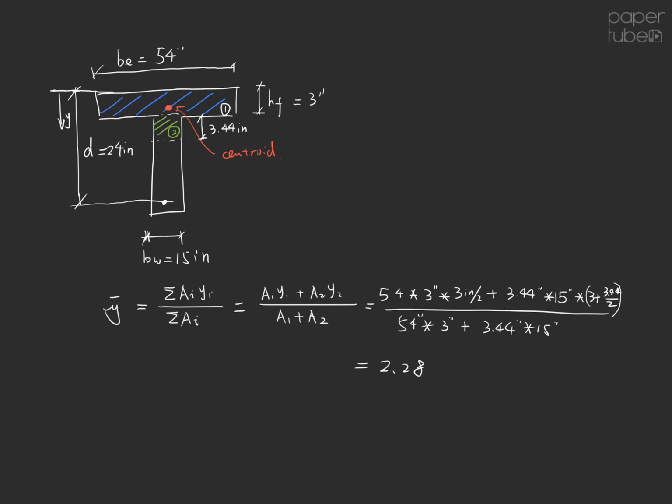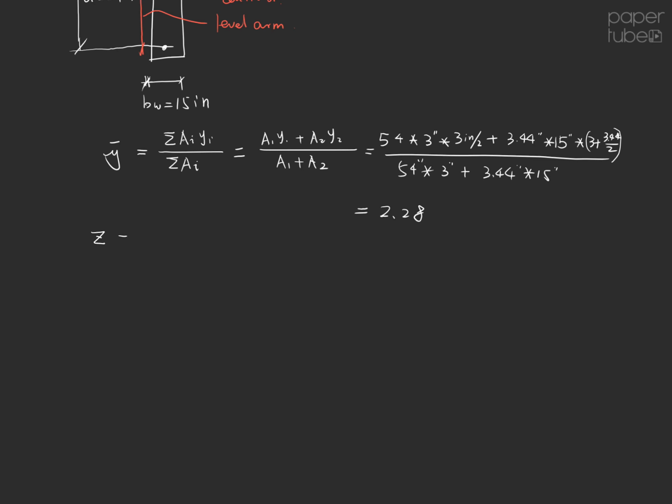All right, once the centroid is calculated, now you know where the moment arms are. The moment arm is this distance here. This is your lever arm. And your Z can be calculated as d minus your Y bar, that is 24 inch minus 2.28 inch, that is 21.72 inch.